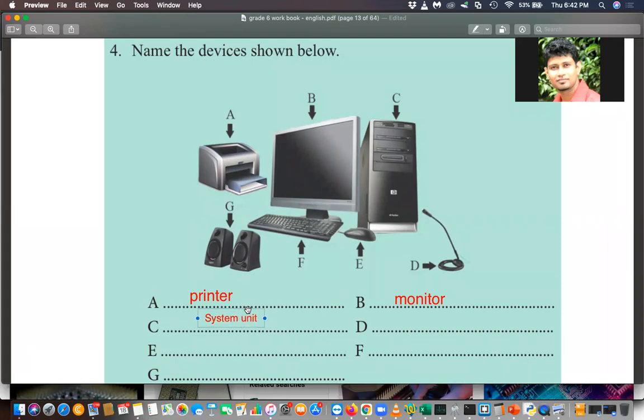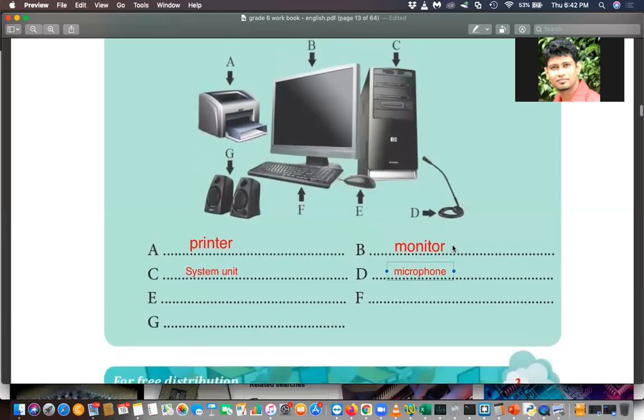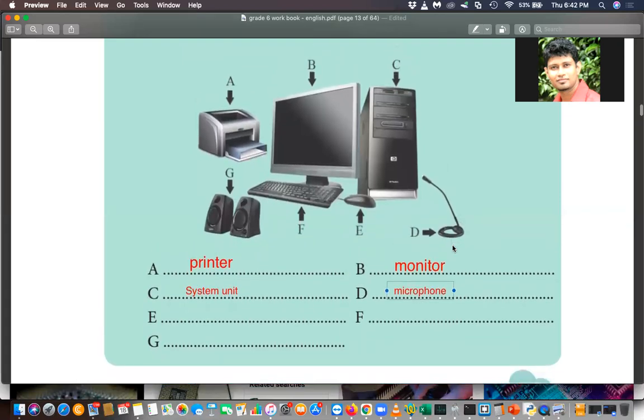Okay, what about D? Can anyone tell what is D? Sorry? Microphone. Yes, it's microphone. It's used to input audio. Microphone. Used to input audio. So it's called microphone. Okay, then. So what is E? Mouse. It's mouse.